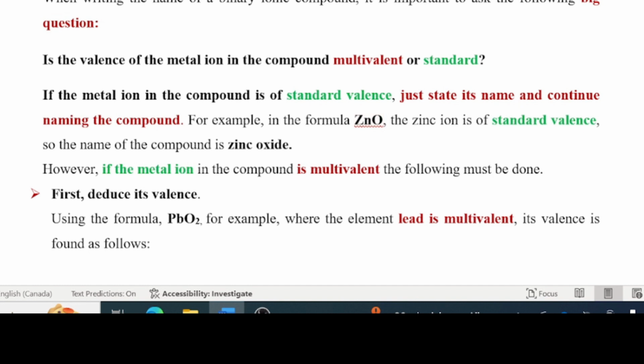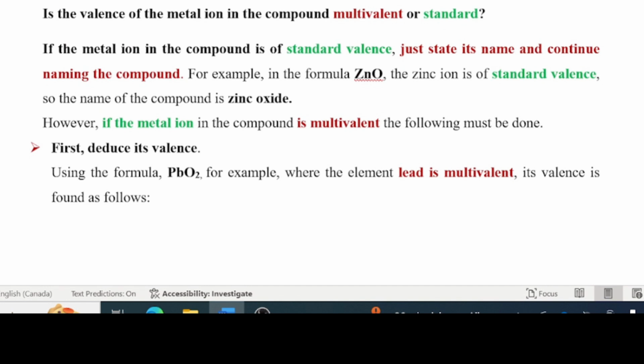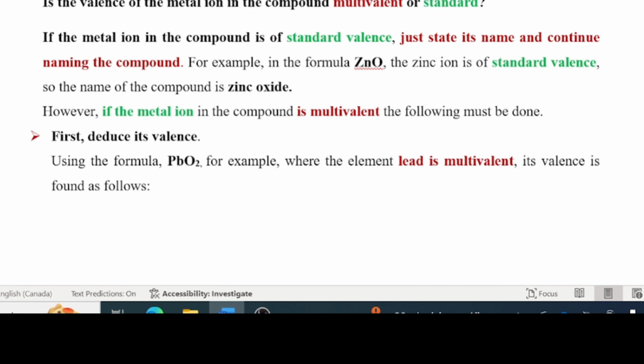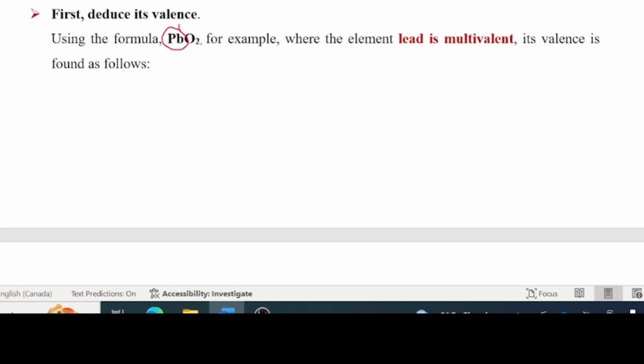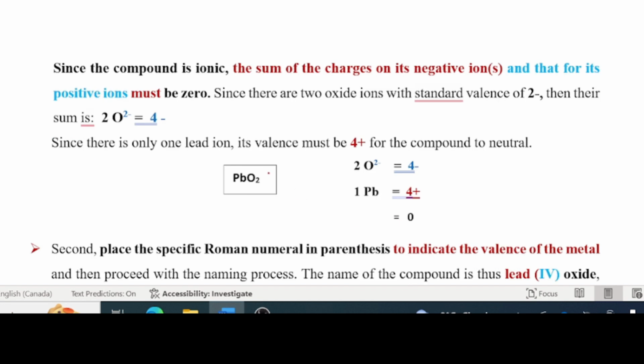This one here is lead oxide, and we want to know exactly how you name that. You could have PbO, which is also lead oxide, and PbO2, which is also lead oxide. In this case, you will see that this is multivalent, all right? It's multivalent because it does not belong to those groups we talked about that have standard valencies. Now we know it's multivalent, we also have to deduce its valency, or its valence. So look at this, this is PbO2.